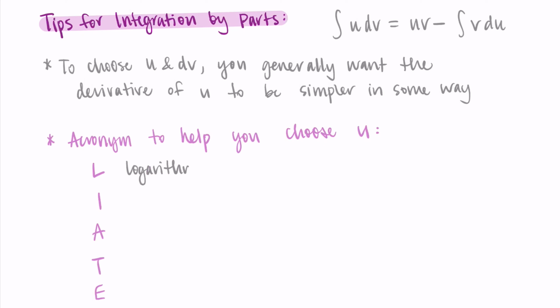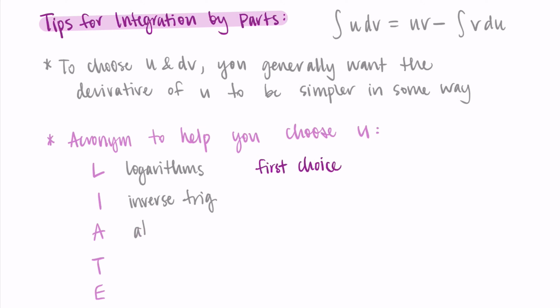So L means logarithms, and this is what you're going to try first. So if you have a logarithm in your integral and you're using integration by parts, try to pick this as your u first. Next is I for inverse trig functions. So this would be if you had an arcsine, arccosine, arctangent, that sort of thing. I personally don't really care much about the derivatives or integrals of these functions, so you don't see this very much if you're taking a class from me, but it is one of the letters in the acronym, and if you're in a different class or I'm not your teacher, this is just good to know.